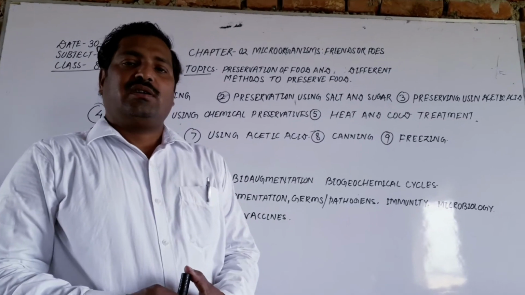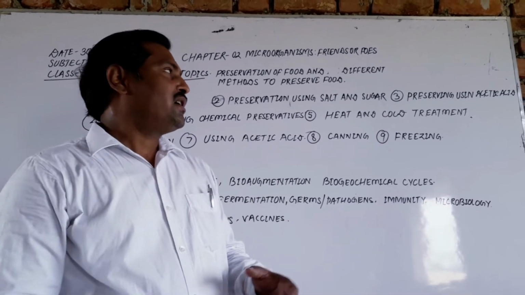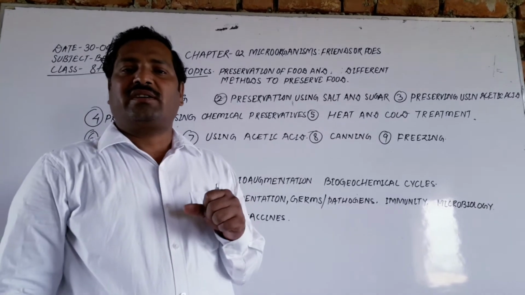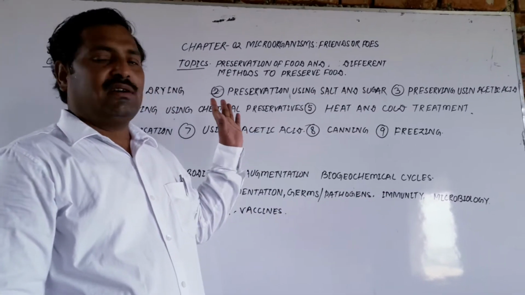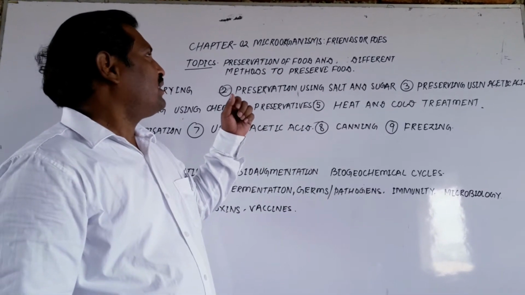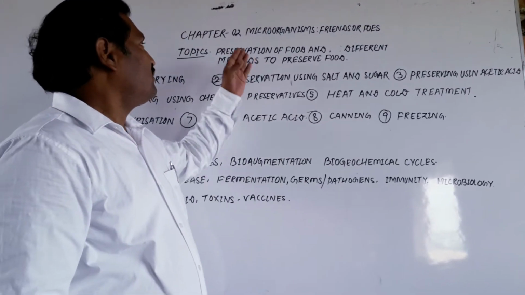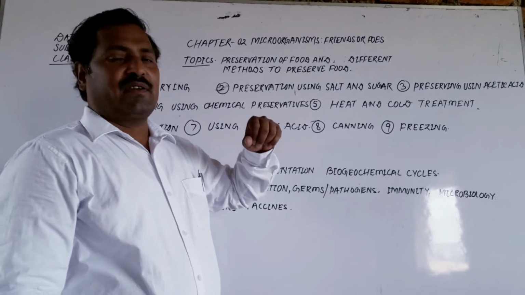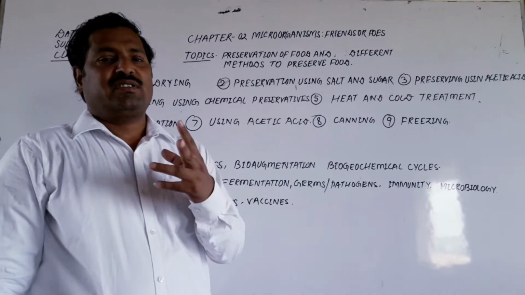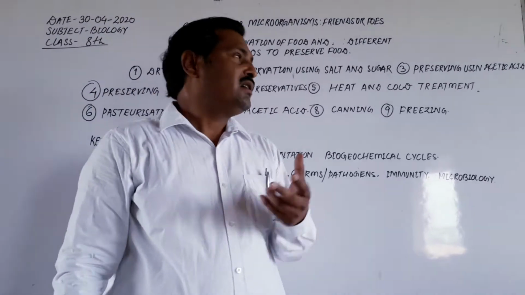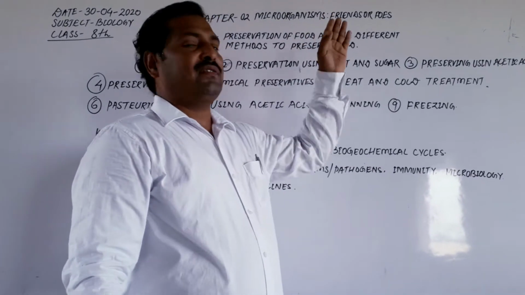Students, again as usual we are going to start online class. The class is 8th biology, and the name of the chapter is, dear students, for today's online class: Microorganisms, Friends or Foes. So there are two aspects in this chapter, the friends or foes.